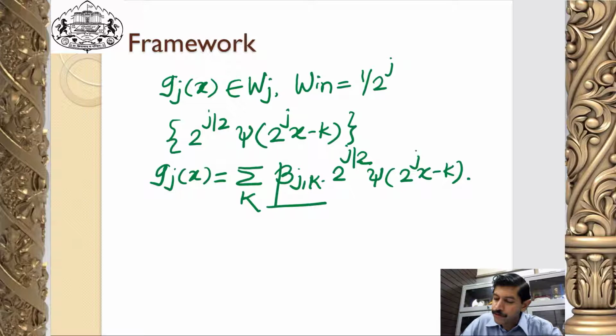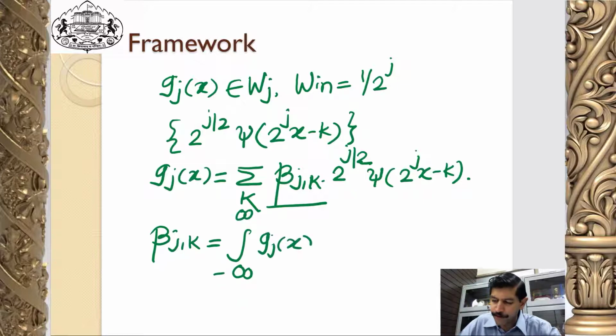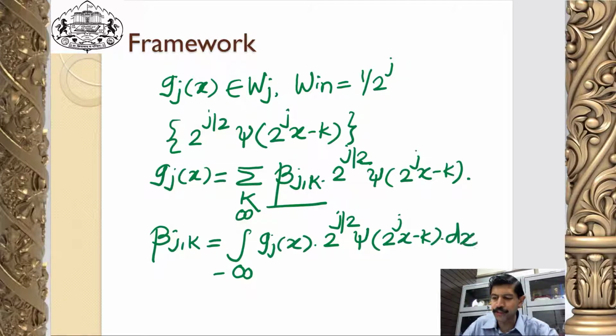And these beta values are the details, because now the filter that we are making use of is the wavelet filter or the high pass filter, and these beta values can be calculated like this. It will now be the integral from minus infinity to plus infinity of g z of x into 2 to the power z by 2 into psi of 2 to the power z x minus k into dx. So this is the complete framework for the wavelet filter.